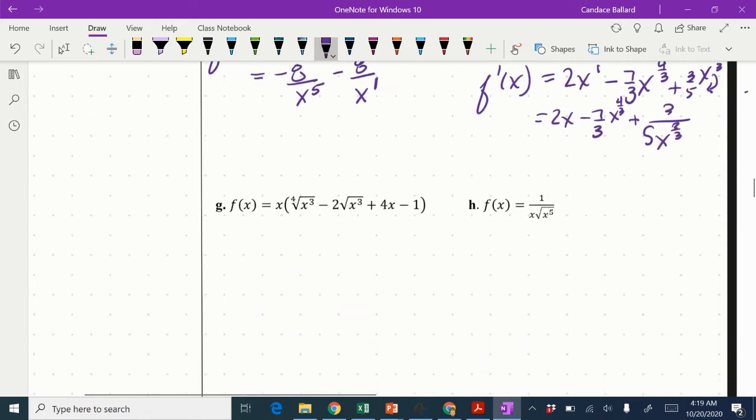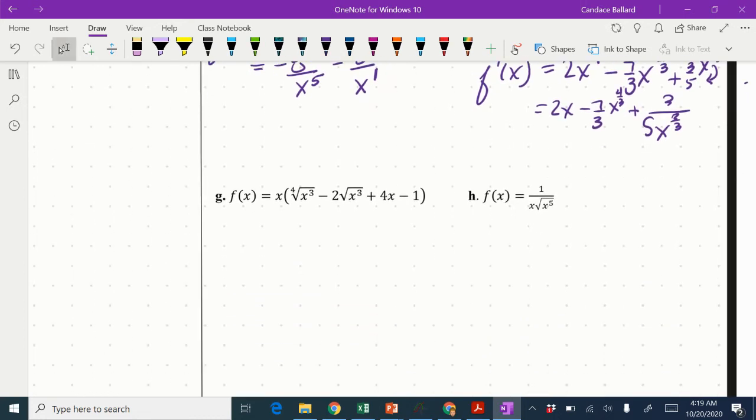All right, in G, we're going to do some cleaning up before we try it here. So I'm first of all going to change all the radicals into fractional exponents, not improper fractions. So I get x to the 3/4 minus 2x to the 3 halves, because there's nothing out there, so that's got to be a 2, plus 4x minus 1.